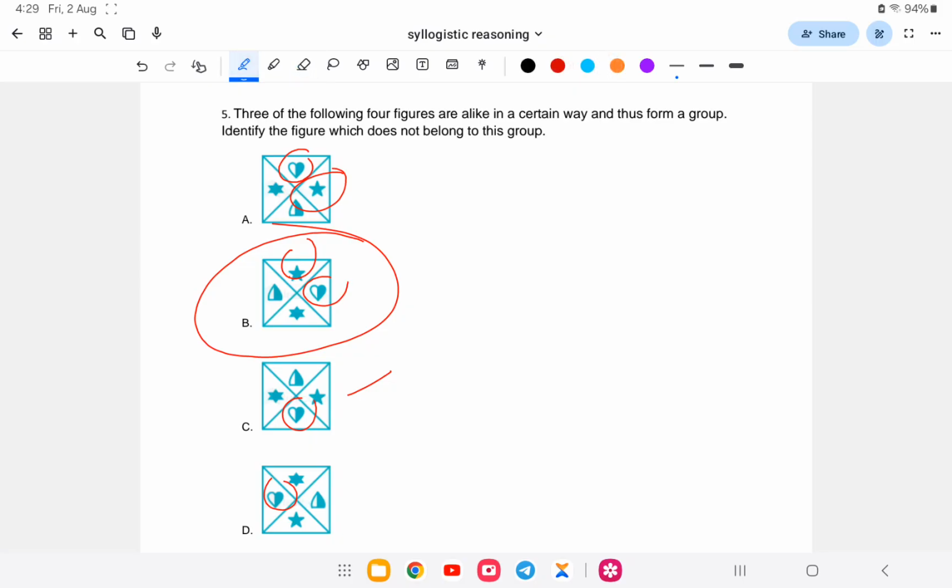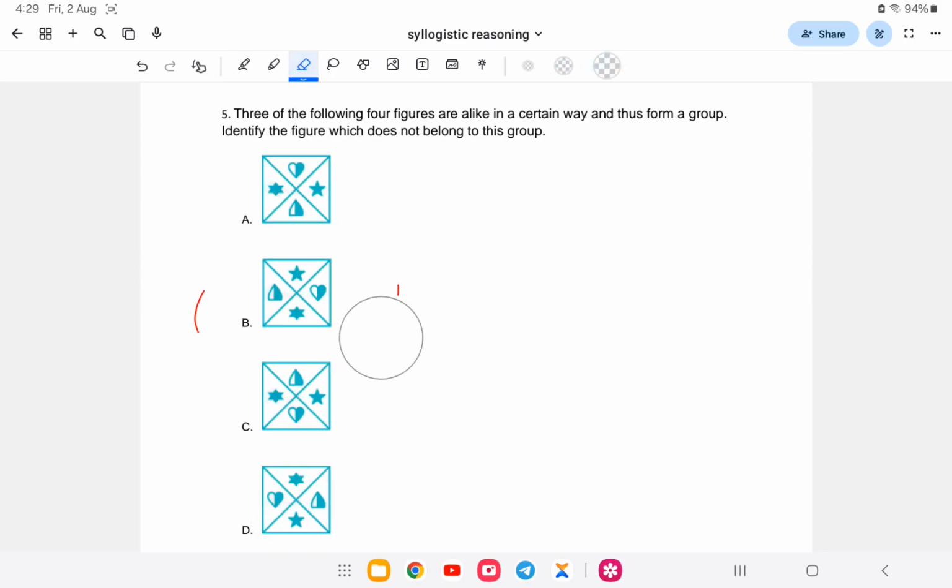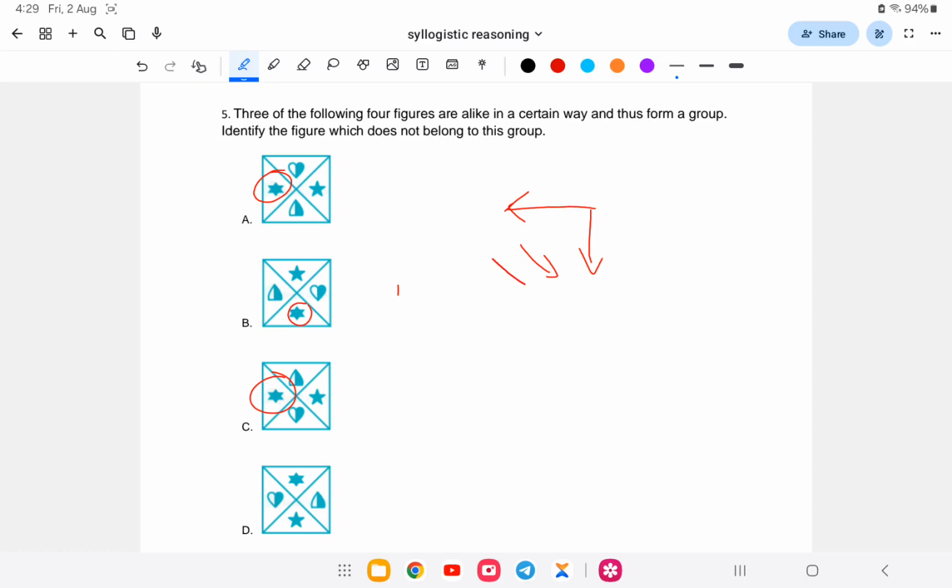Let us take the last example, that is the pentagram. First it is here, next it goes down, and then it comes back again, following the direction. Next it goes to the top. Except for number B, the loop goes in the reverse order. So the answer is option number B. That is the correct answer.